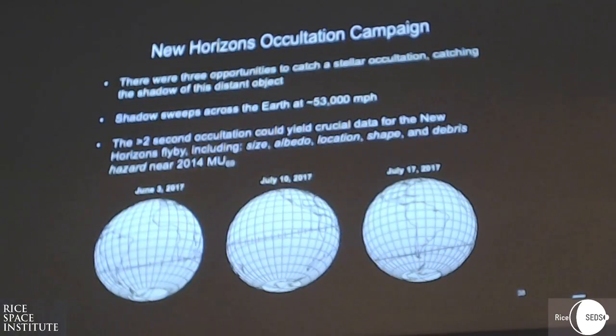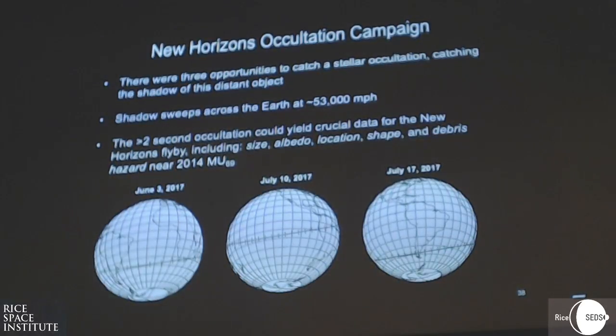Through an occultation. We found out that this summer, this object, MU69, passes in front of a star. Not once, but 3 different stars, one right after the other. This was an occurrence not to be missed. Now, as you see, here they are, June 3rd, July 10th, and July 17th. These are the tracks where the shadow is going to sweep across the Earth.